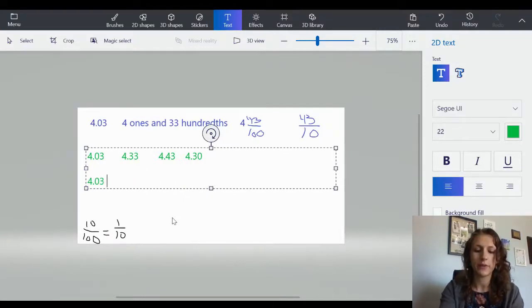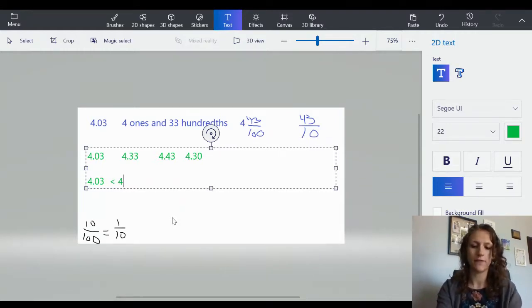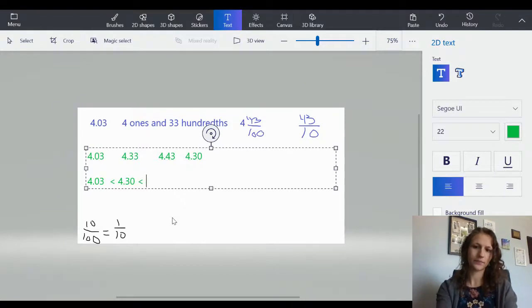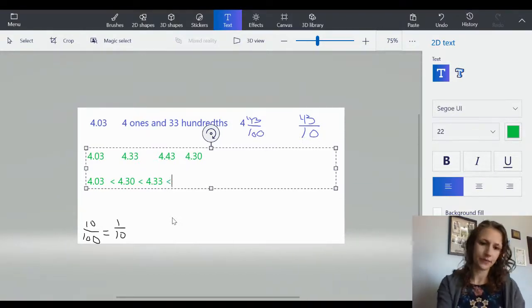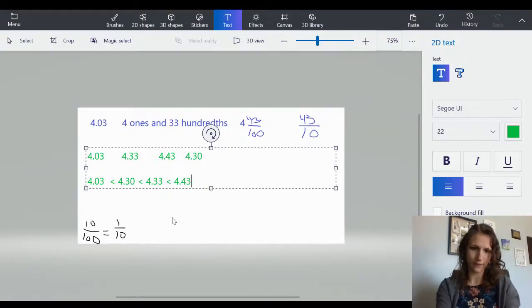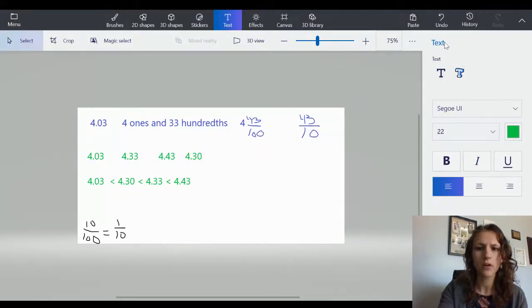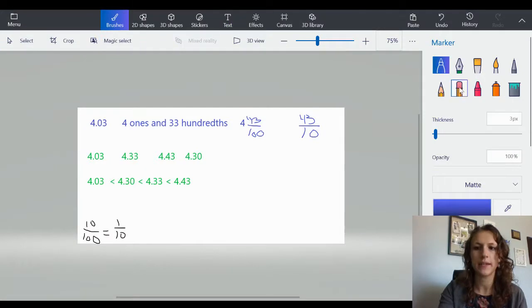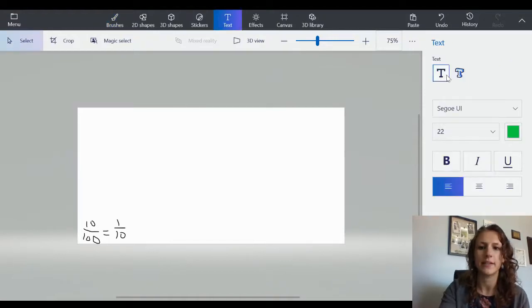My 4 and 3/100ths is my least, or my lesser. Next would be 4 and 30/100ths, or that 43/10ths, followed by that 4 ones and 33/100ths, and then lastly my 4 and 43/100ths. All right, let's do one more. All of them are going to be very similar because again, we're just using our decimal and fractional knowledge to put mixed numbers in order.